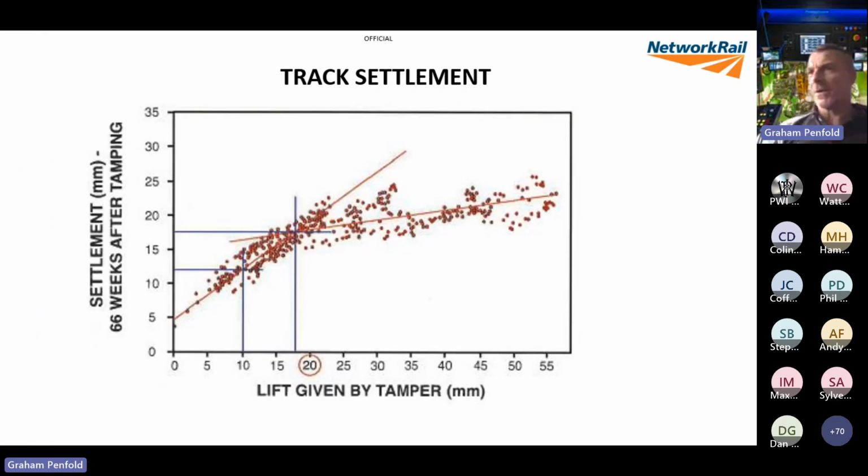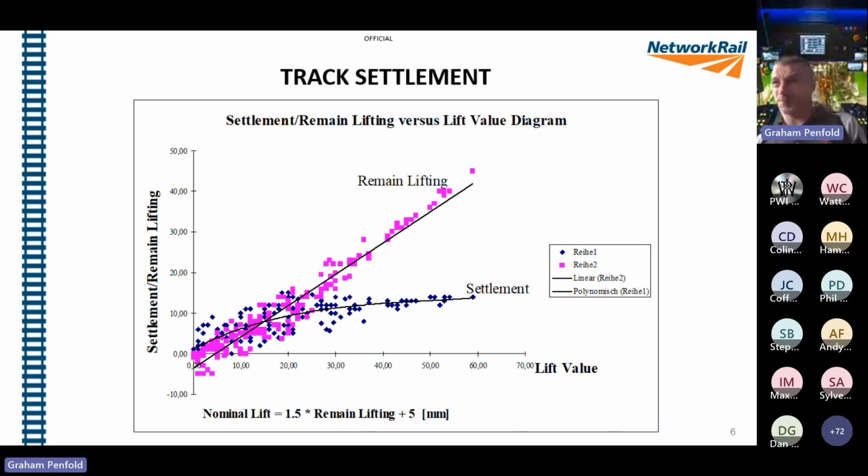So we'll have a look at another graph. It tells a similar story again. Lifts on the bottom, settlement. Again, this one's saying you apply a lift of 10 mil, a very similar story, 12 mil of settlement. Apply a lift of around 17, and you get about 17 mil of settlement. Only when you get above 17 mil are we in the black with lifts, are we in the positive? And I'll go on to another graph.